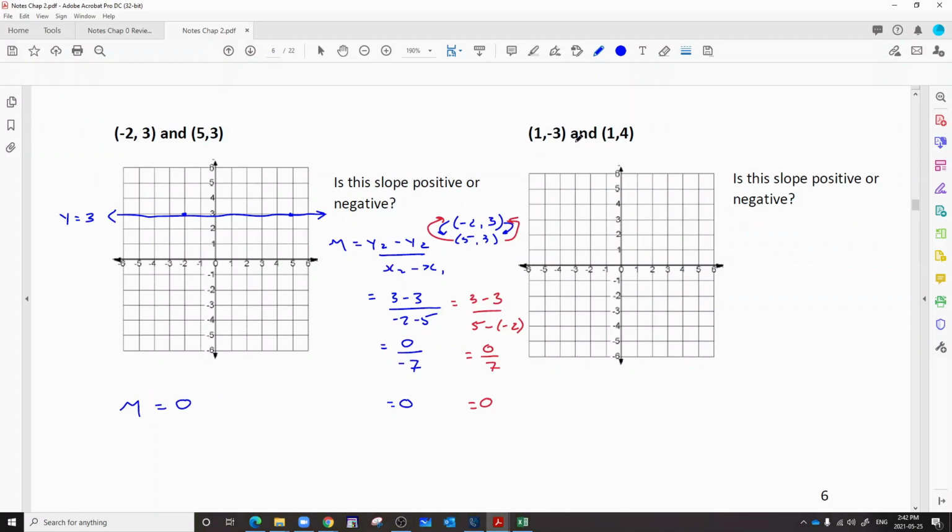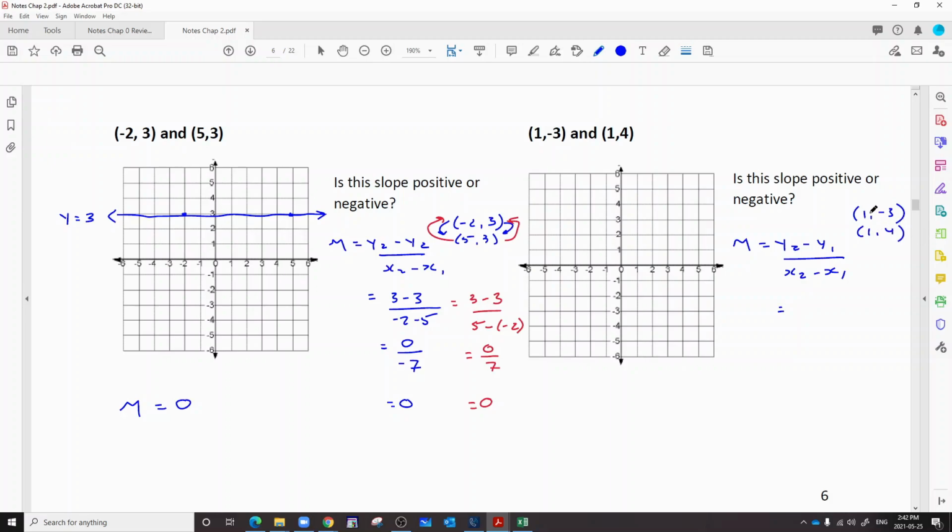So if we look at the next one, we've got 1, -3 and 1, 4. And we're going to find the slope the same way. So again, y2 minus y1 over x2 minus x1. Sorry, I wrote a 2 there. So y2 minus y1 over x2 minus x1. Again, it's a good idea to write your points. You've got 1, -3 and 1, 4.